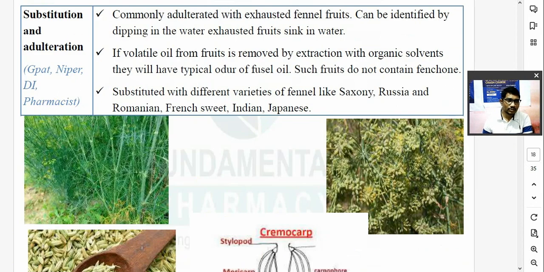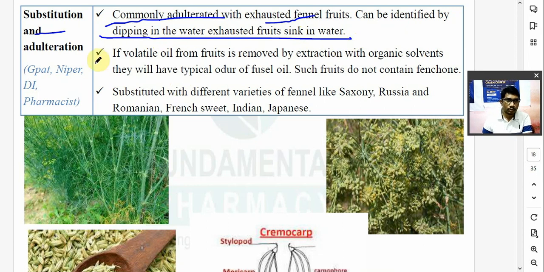Substitution and adulterant. It is commonly adulterated with exhausted fennel. What does exhausted fennel fruit mean? The volatile oil has been removed from it. Exhausted fruit means the volatile oil from that fruit has been removed. It can be identified by just dipping it in water. Put it in water. Exhausted fruits will sink in the water, while the fruit containing volatile oil will float.